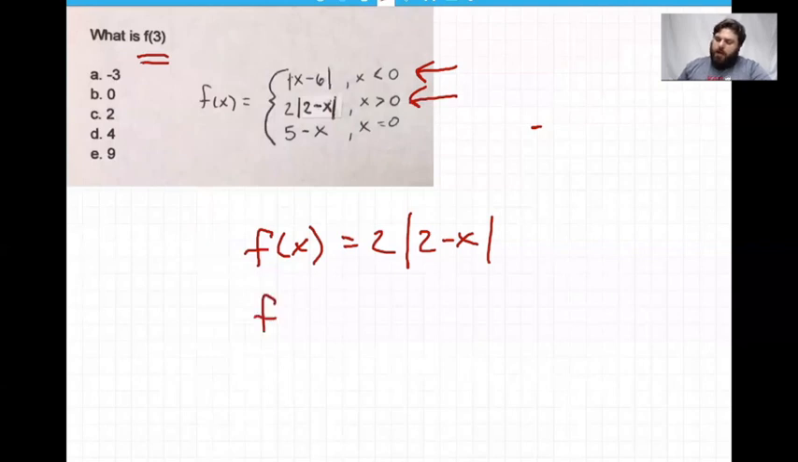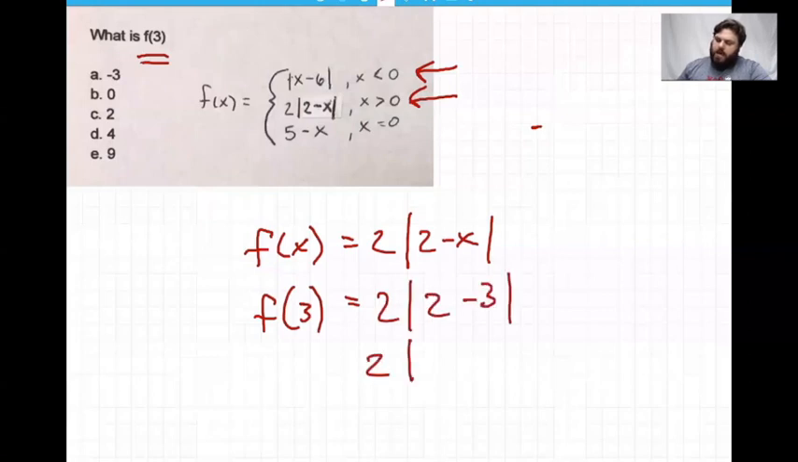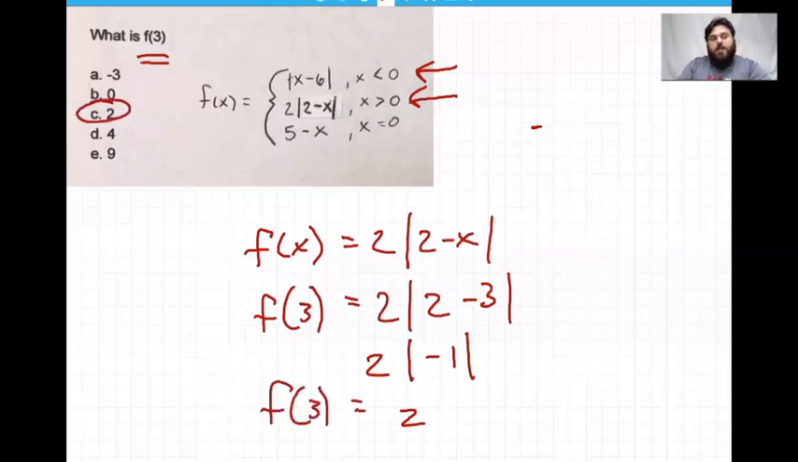So when I plug in 3 for x, that means I plug in 3 for x everywhere, and I evaluate. So 2 times the absolute value of -1, absolute value of -1 is 1, 2 times 1 is 2, so f of 3 equals 2. So we're going to go with choice C, 2.